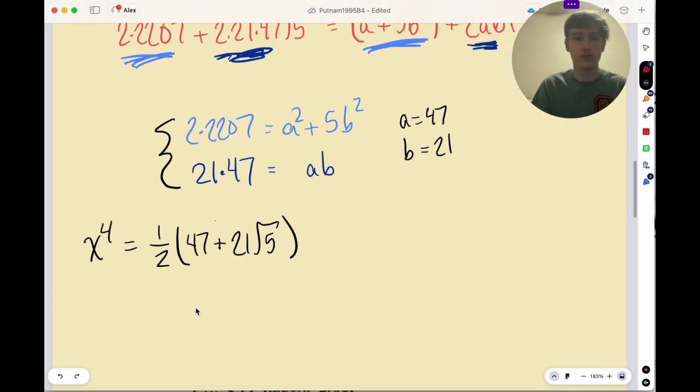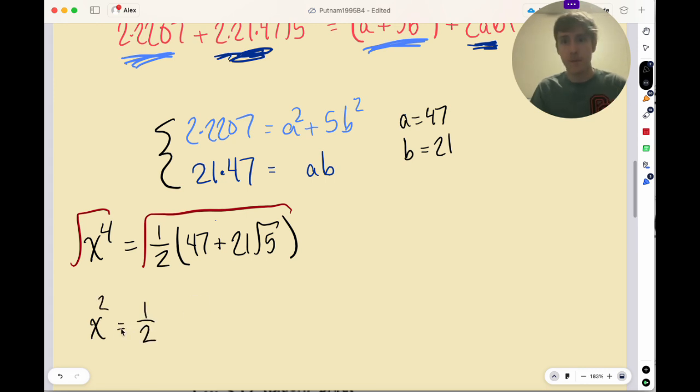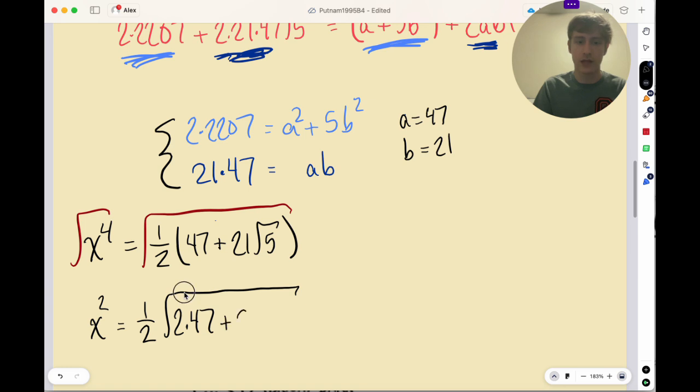So I'll do this just to show it. What we're going to have here is, again, x squared is equal to 1/2, because that square root of 2, when you rationalize it, is going to come into the square root, and we're going to have 2 times 47 plus 2 times 21 root 5.